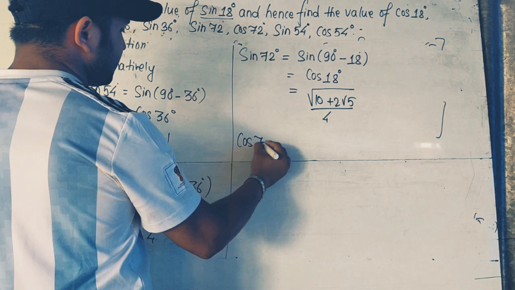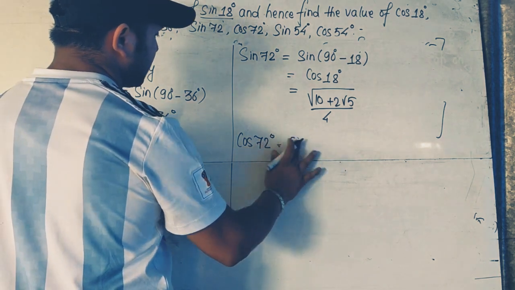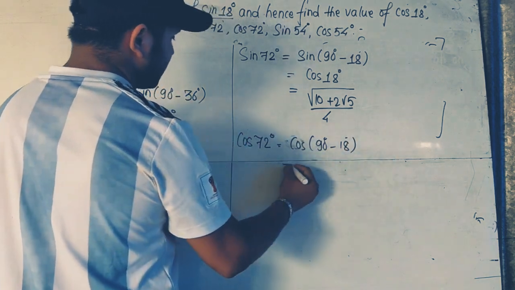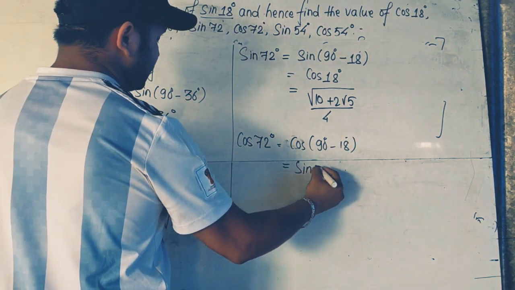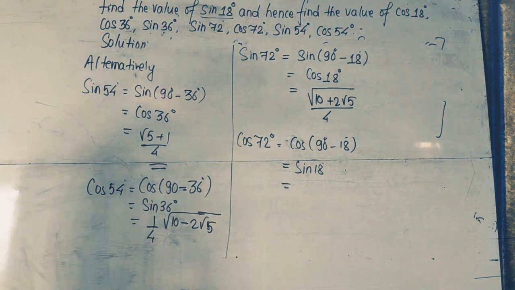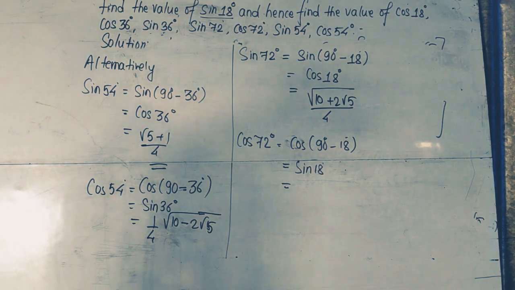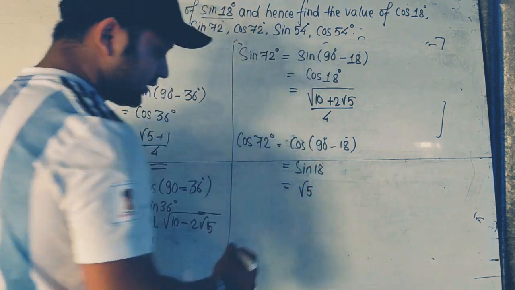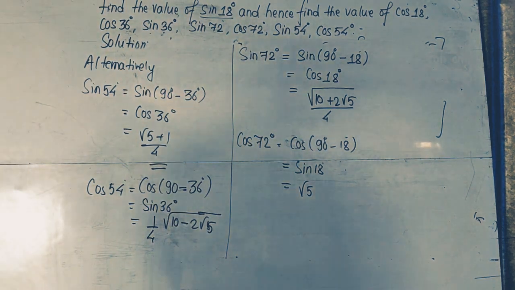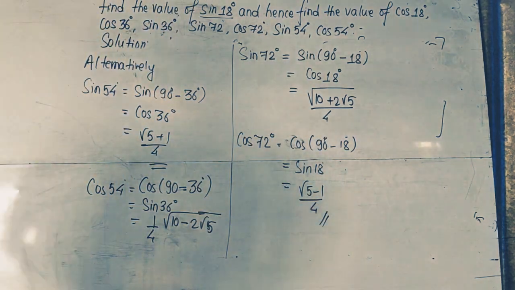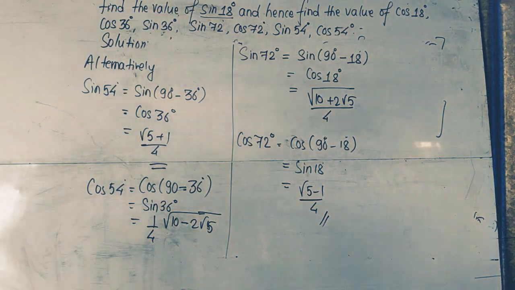Now in order to find the value of cos 72 degree, we have cos 90 minus 18. The value of cos 90 minus 18 is sine 18 degree. Now we have obtained the value of sine 18 degree. Previously the value of sine 18 degree was root 5 minus 1 by 4. This was the value of cos 72 degree. So this is how we solve the problem.